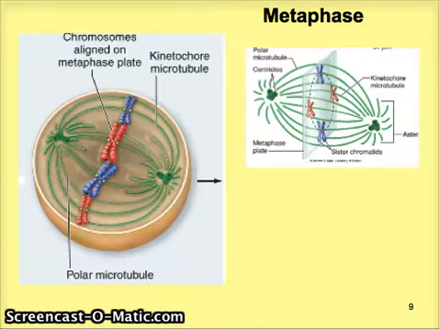The next phase is metaphase. This is where the chromosomes are tweaked into place. The spindle fibers finish that movement until everything is directly lined up along the exact center. This center is called the metaphase plate.